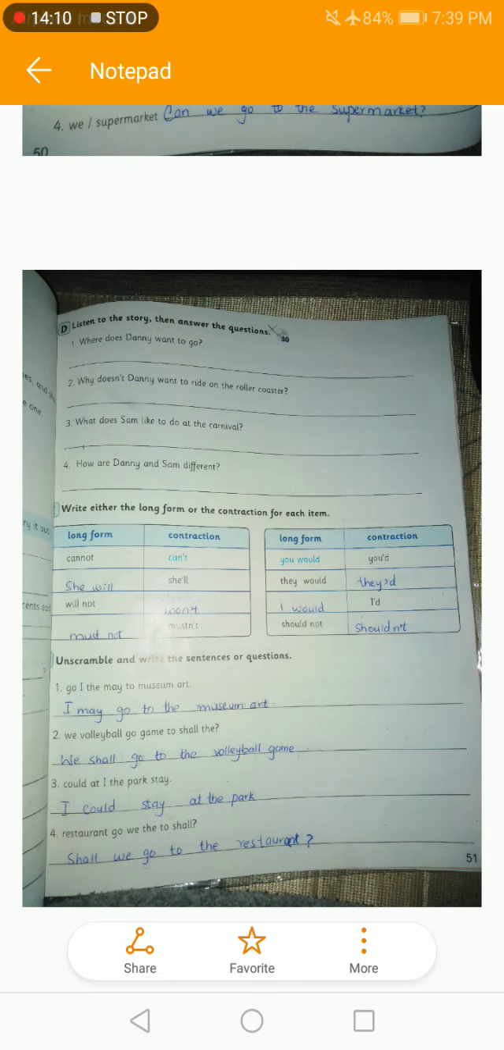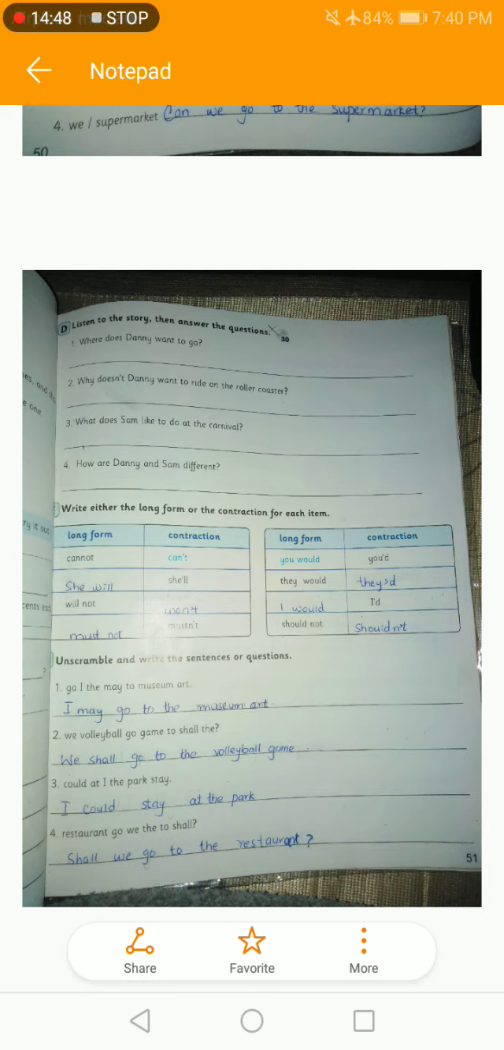Okay, look at the second one. We volleyball go game to shall the. So this is the question form, or it is also a positive statement form. Shall we go to the volleyball game, or it may be we shall go to the volleyball game. So both are right. In the third one, could at I the park stay? So it is I could stay at the park.